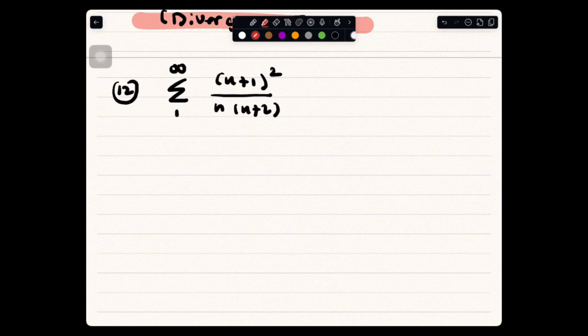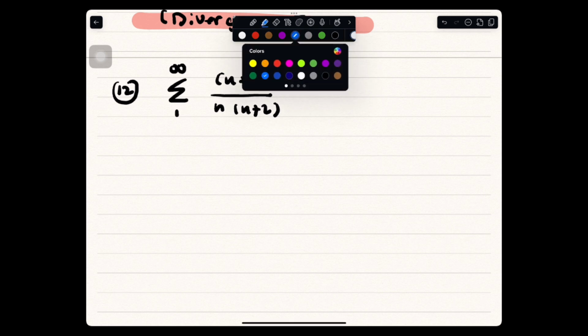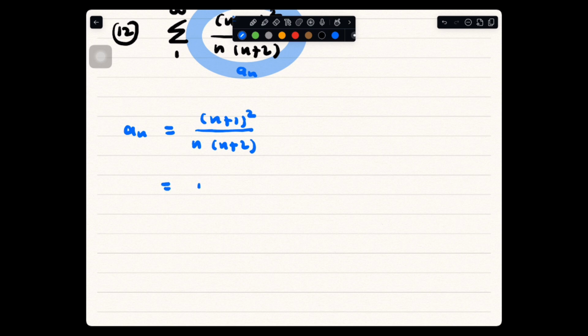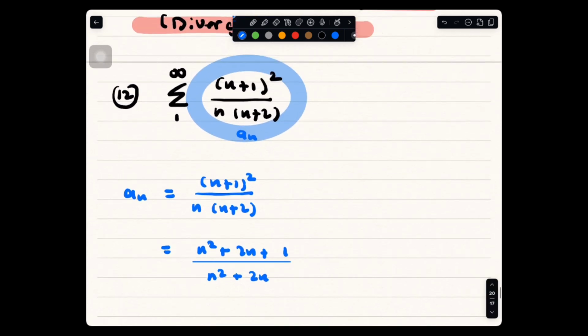All right. This over here is an. An equals (n plus 1) squared over n plus 2. What this means is I got n squared plus 2n plus 1 by using FOIL in the numerator, and I got n squared plus what? 2n. You guys good with that one? You guys see my point? Okay.